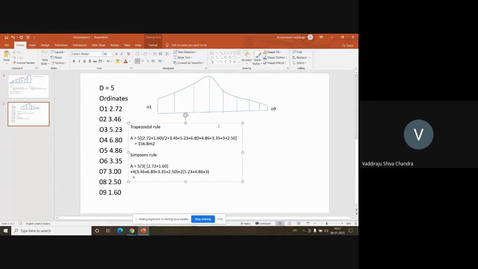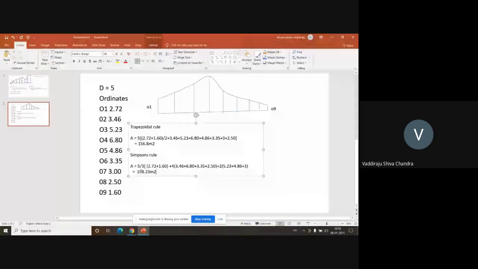What is the answer? 158.23 meter square, sir. Same. Okay, yes sir, 158.23. So this question comes for 5 marks. Okay, sir. So I'll give you one question as an assignment. Try to do it.